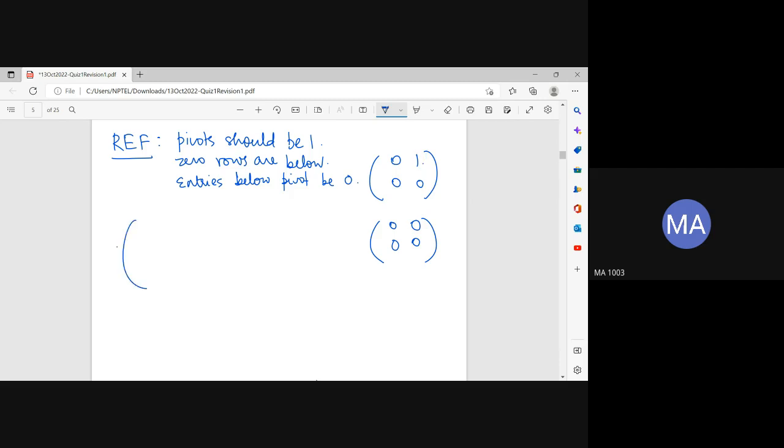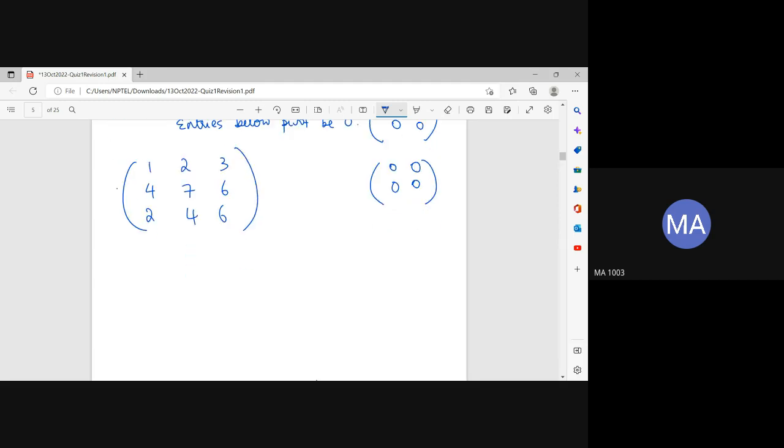Any matrix can be converted into row echelon form. Okay, let's convert this matrix into row echelon form. Is this in row echelon form? No, ma'am, because below 1 there are non-zero entries. So you look at the pivot of the first row. The first non-zero entry of the first row is 1. That is a pivot, so below it all the entries have to be 0. How can I convert this entry and this entry to become 0?